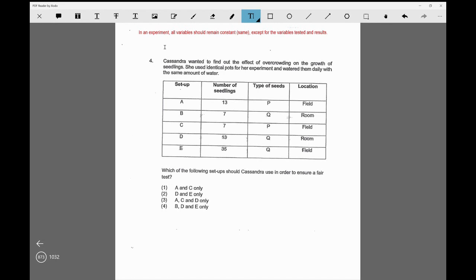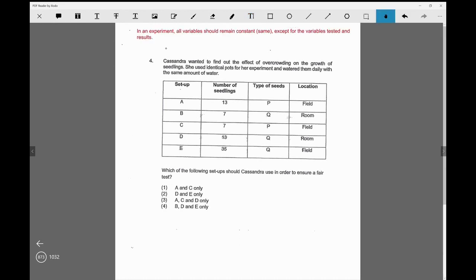So anyway, let's see what he's investigating. He's trying to find out if overcrowding affects the growth of the seed. So he's trying to investigate overcrowding. So like I say, whatever they are testing is your change variable, right? So these are your change variables. Whatever you are testing, you can change. That's the only thing you change.